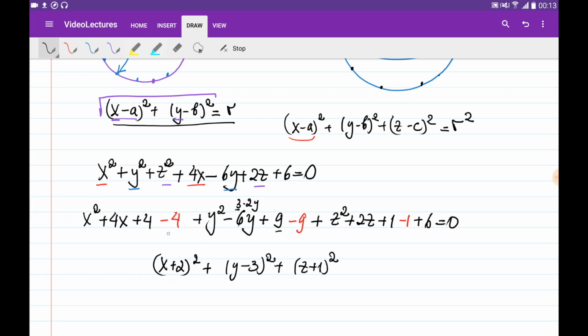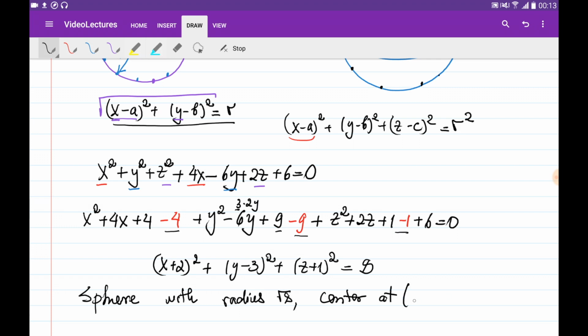And if we add up all these red terms, we're going to have minus 14 plus 6, which is minus 8. If it goes to the right, it's going to be 8, right? So this is the equation of a sphere with radius square root of 8 and center at the point with coordinates minus 2, 3, and minus 1.